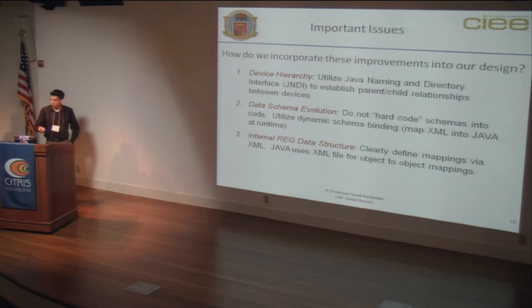It makes much more sense to utilize some sort of dynamic schema binding where we can use the schema as the mapping itself to change information from whatever proprietary thing is going on in your network into the gateway's data structure. And we can do this at runtime with the tools in Java, which is very cool. With regard to the gateway's data structure itself, we're going to clearly define mappings via XML. What's very nice is that a lot of standards, SEP 2.0 for example, already do this. They already have published their schemas for information transfer for different smart grid elements. And then Java would use these XML files for object-to-object mappings.